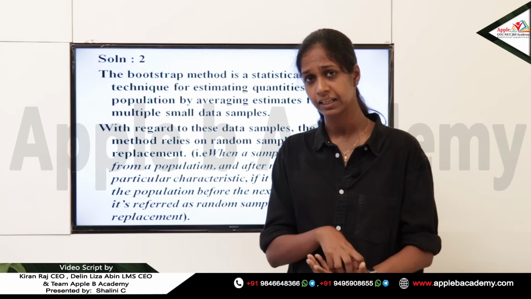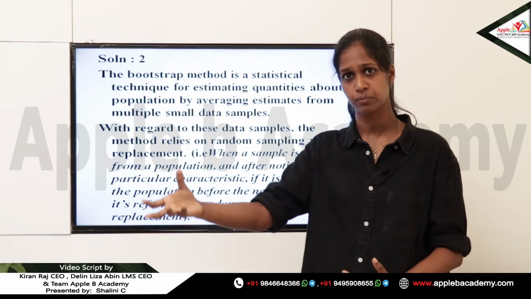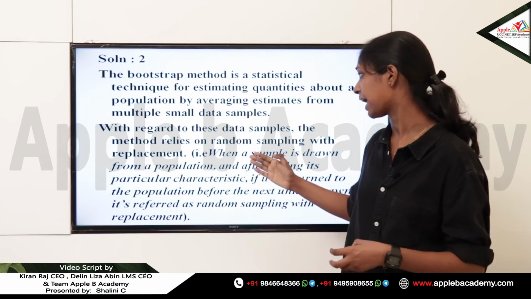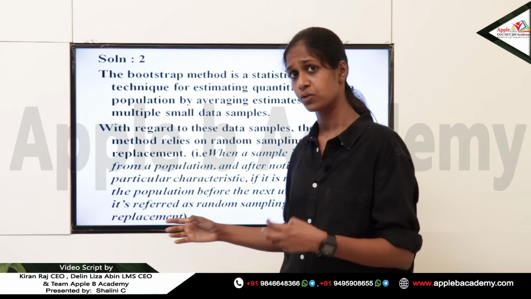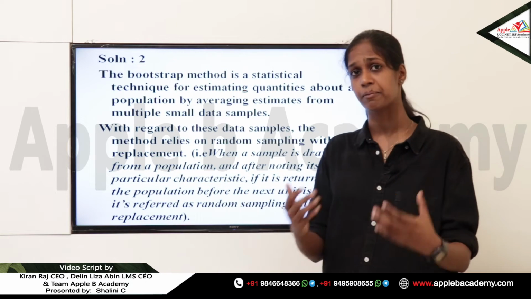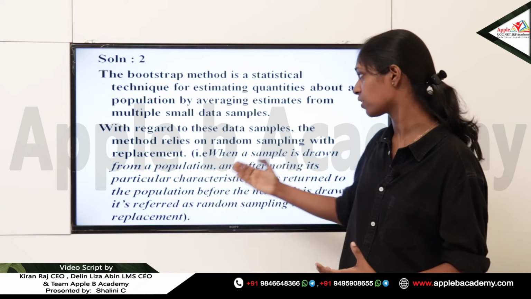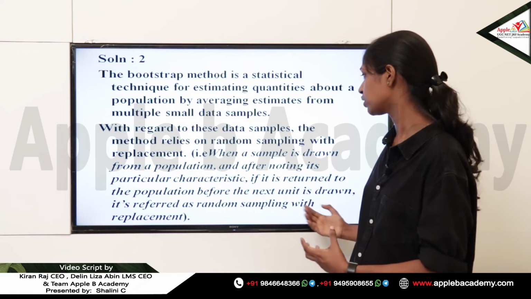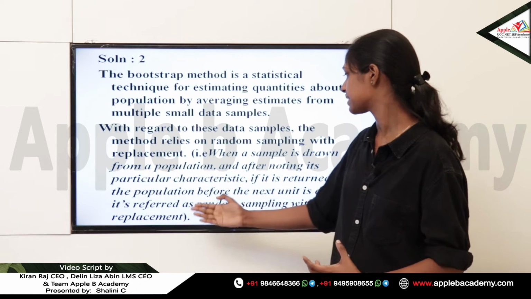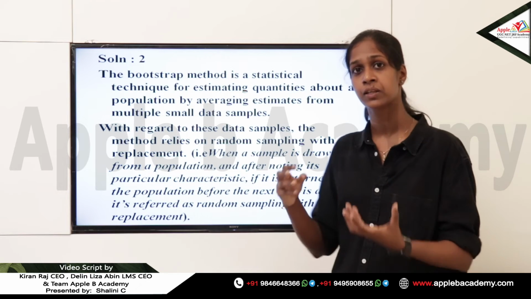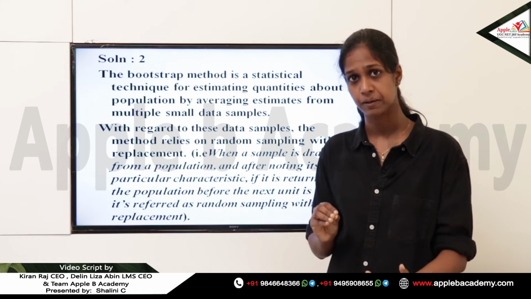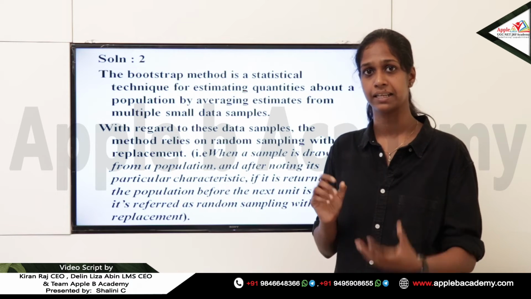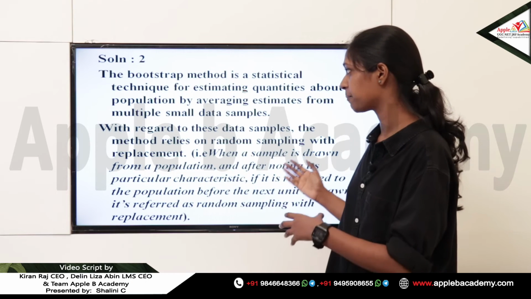In a bootstrap technique, we take samples from a population and we study the population. Now how do we choose these samples? It is chosen via random sampling with replacement. For some refresh to the memory, what is random sampling with replacement? When a sample is drawn from a population and after noting its particular characteristic, it is returned to the population before the next unit is drawn, it is referred to as random sampling with replacement. You take a sample, you study it, and then you put it back, and then you take the next sample.